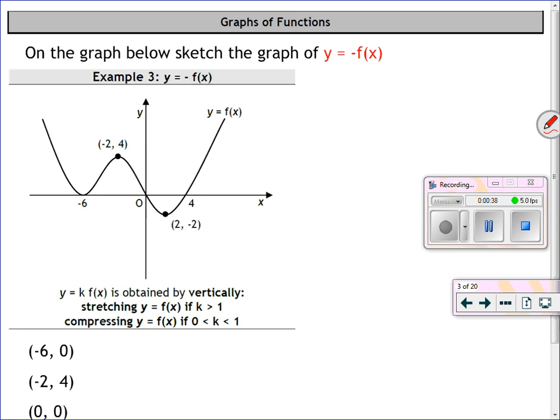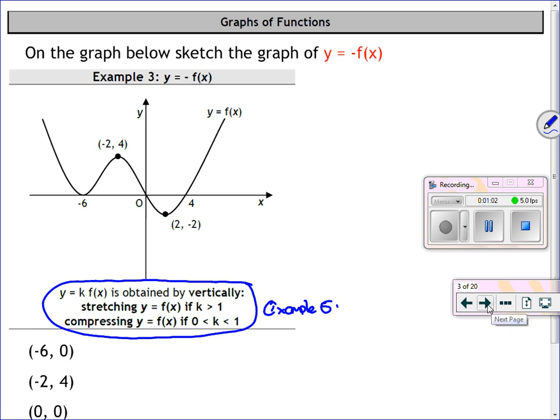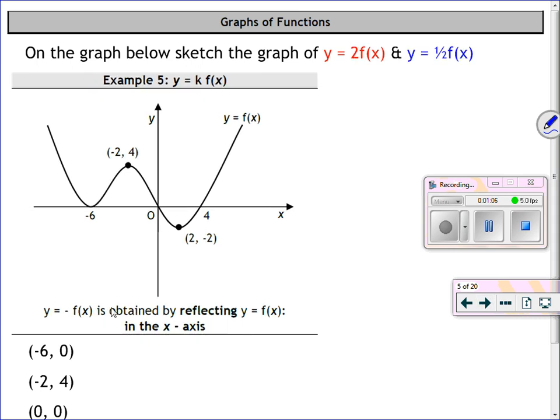Now, I've just noticed that there's a slight typo here. So if you can really just keep an eye on this bit here, the explanation at the bottom, this is actually the explanation for example 5. The explanation at the bottom of example 5 is what we need for this. So if you can maybe just swap that round in your notes, my apologies about that. So example 5, this explanation here belongs in example 3.